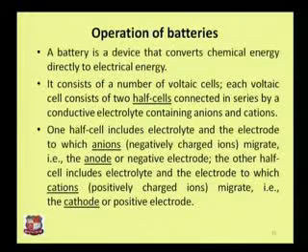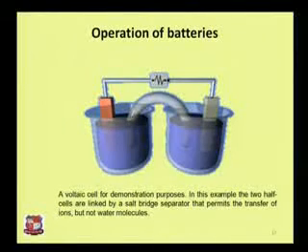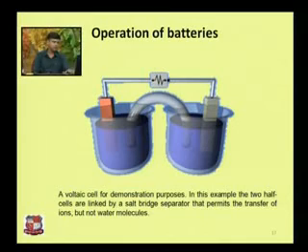Okay, now how does a battery operate? So we are going to look at the operation of batteries. If you see this diagram, this is for demonstration purposes. This is a voltage cell. There are two half cells, the left and the right, the red and the grayish colored ones. They are linked by a salt bridge separator, which permits the transfer of ions but not water molecules, right?